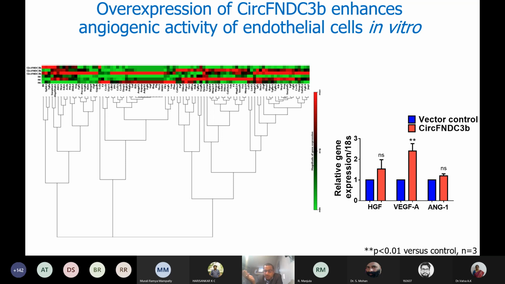So we thought it would be a good target because VEGF is important in angiogenesis, and also it is cardioprotective. So we thought it would be great: when we are overexpressing this circle, there's an increased VEGF level in the heart, and that would take care of the angiogenesis in the heart. So that was again a good readout in this particular assay, and we were quite excited about that.